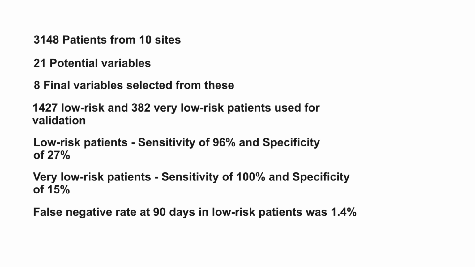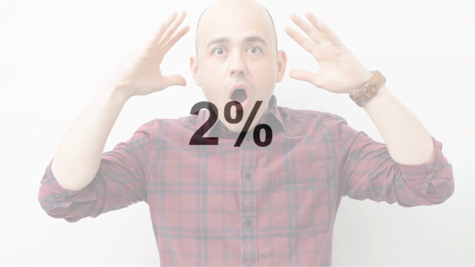They went on to validate their study and found that their sensitivities were very good, and their false negative rate at 90 days in a low-risk patient was 1.4%, meaning that at 90 days in a low-risk patient, their miss rate was 1.4%. This is important because as a general rule, our acceptable miss rate before we initiate testing is 2%. So that means for a patient in the emergency department who is at low risk for pulmonary embolism, if I apply the PERC rule and they do not meet any of the criteria, that places them below the 2% level of risk, and therefore I don't have to do any additional testing.